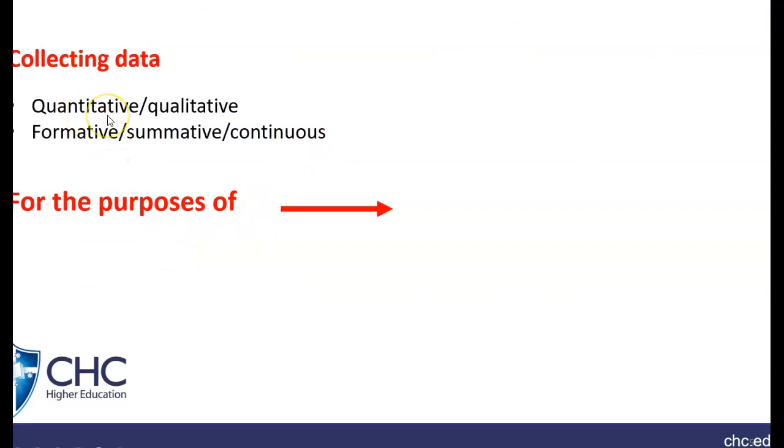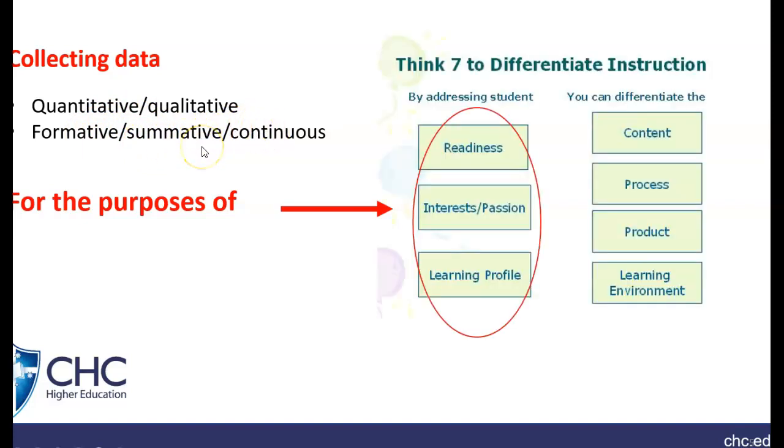And you collect data of different types. We talked about quantitative, number-based data. It could be letter-based data, A, B, C, D, or qualitative, which is observational or descriptive data that you might have, and survey data can deliver that. And also your assessment, the formative assessment, continuous assessment, and summative assessment are all data collects. We're collecting on readiness, interest, and learning profile. They're our domains of learning, and you're going to then transfer it to how you teach, your content, process, product, etc.